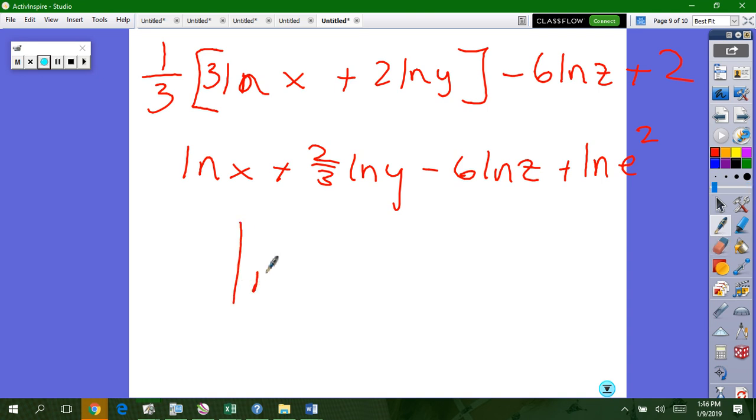This is what I do. I go ln. Who goes on top? Anything that's positive. So x is going to go on top. Who else is going to go on top? Y to the 2/3. And who else? And E squared. Those guys are all positive. Right? Who's going to go on the bottom? Z to the 6.